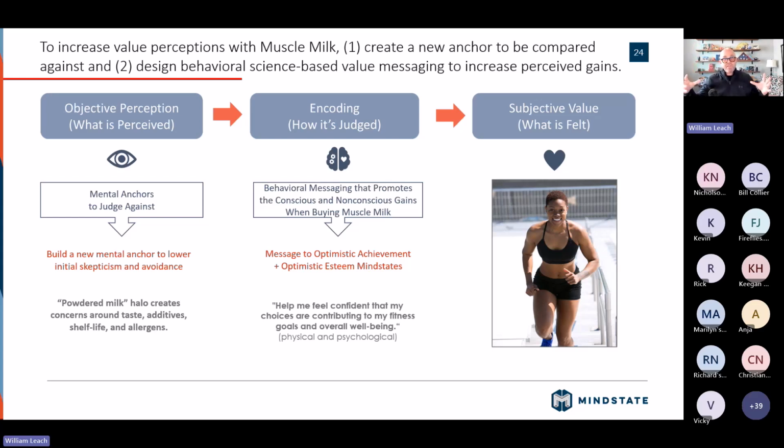So how do you want to be thought of? This is where I'm going to go to the optimistic esteem mind state and the optimistic achievement mind state. Ultimately, if I can do this really well, if I can create a new anchor that is more of an approach, that makes somebody want to learn more and engage with the brand, and the brand stands for helping you reach that aspirational goal, you're going to have much stronger feelings for your brand. In this case, the subjective value that is felt.